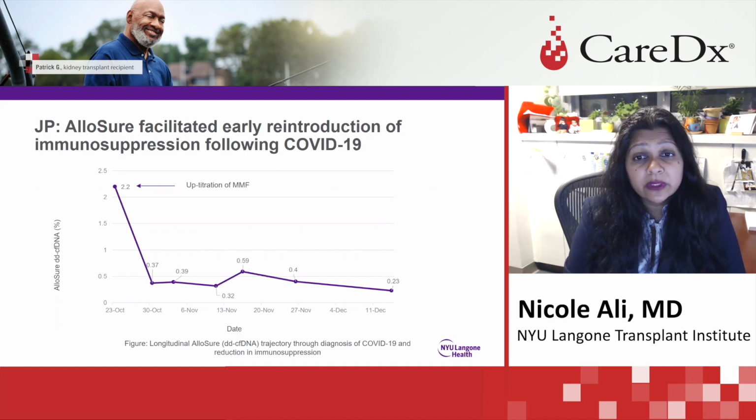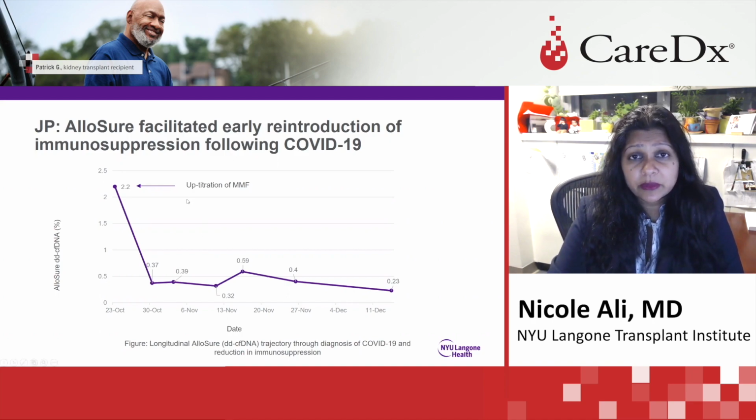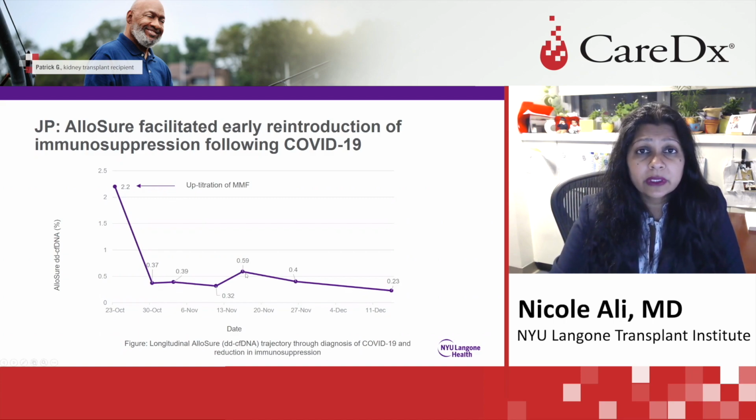So since he was feeling well, we reinstituted his full immunosuppression regimen of full dose CELCEP, 1 gram twice a day, and running his tacrolimus 8 to 10. And we see here pretty quickly he had improvement in his AlloSure scores. His creatinine actually never bumped up, and he's remained completely asymptomatic since his recovery, since his discharge.